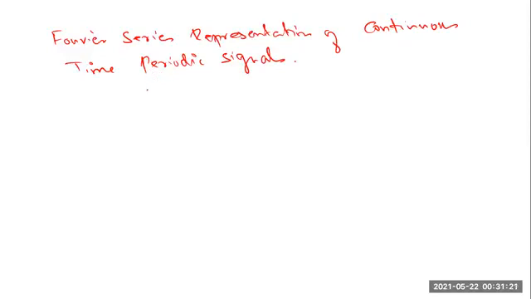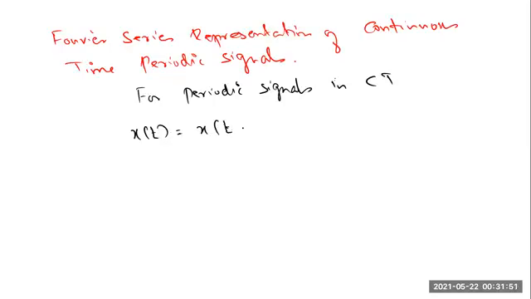So let's come to the basic definition of periodic signals. We have already talked about this property of a signal, that if any signal is periodic, it must fulfill this condition. So for periodic signals in continuous time, x of t must be equal to x of small t plus capital T for all time.